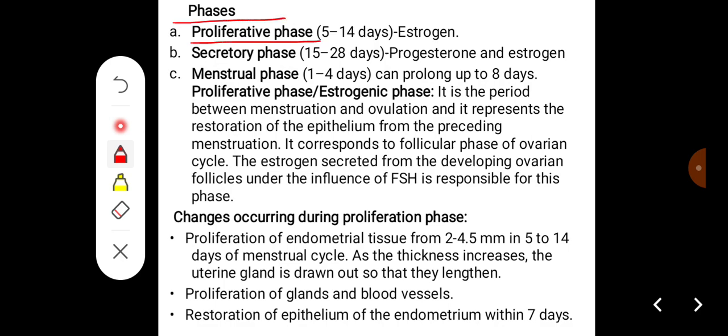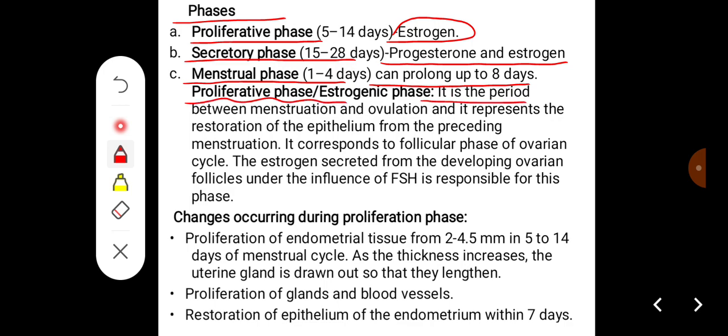The phases of the uterine cycle. There is a proliferative stage, that is the first, that is 5th to 14th day, and which is mainly maintained or influenced by the hormone estrogen. And the second phase is the secretory phase, that is between 15 to 28 days, where it is influenced mainly by progesterone as well as estrogen. And the third phase, the menstrual phase, that is the first 4 days, and it can prolong up to 8 days.